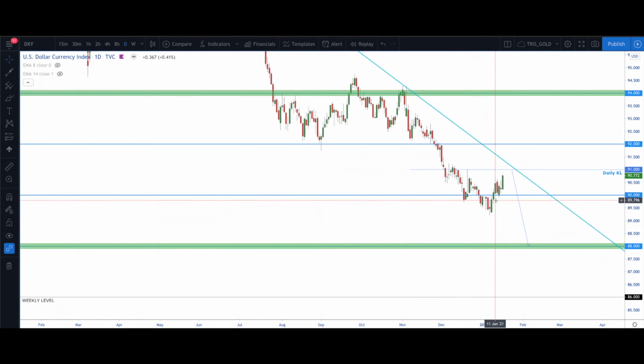Also, given this week that Joe Biden will be entering the White House and Donald Trump will be leaving, there might be a little bit of volatility around the inauguration day on Wednesday, the 20th. So we will keep a close eye on the dollar index.